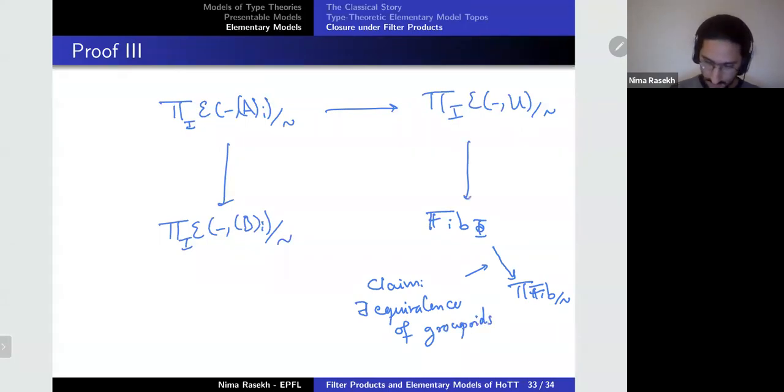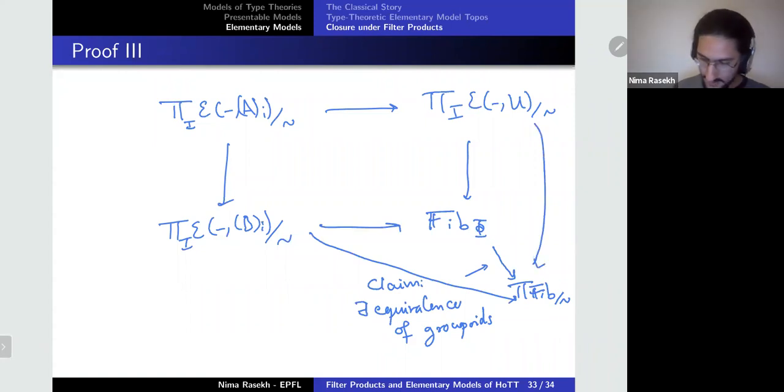And the argument involves finding appropriate objects in certain equivalence classes. So what I need to do then is show that this diagram has a lift. And showing that this diagram has a lift follows from the fact that U is a universe inside the original category. So this will have a lift.